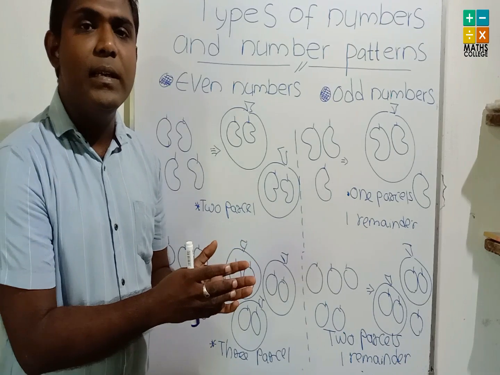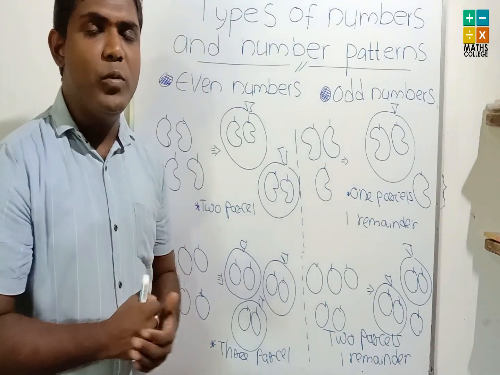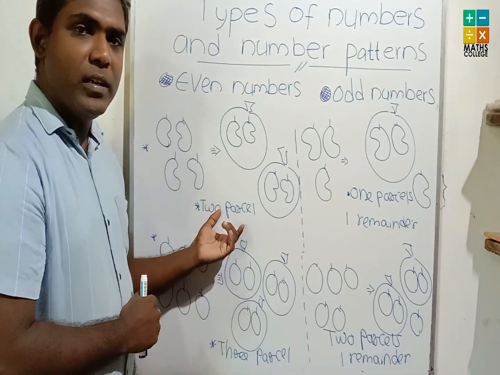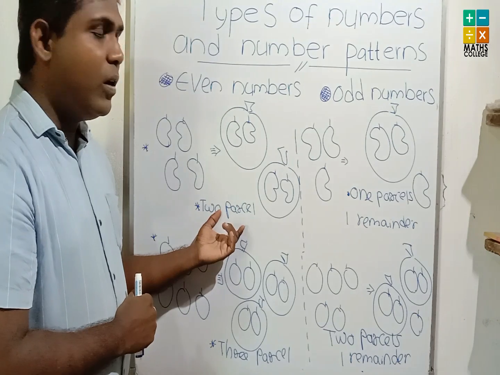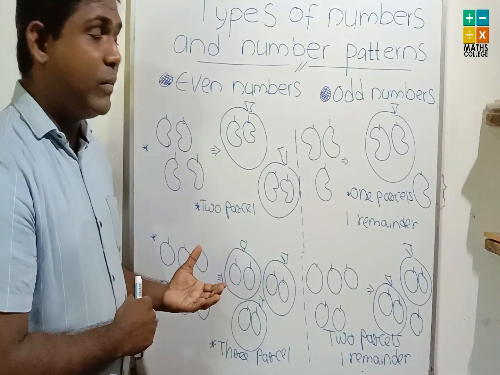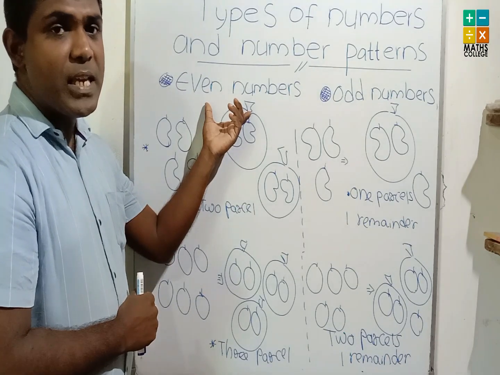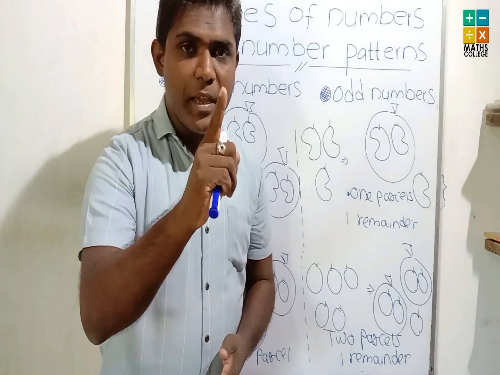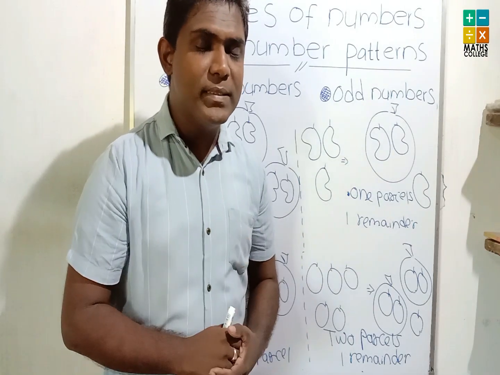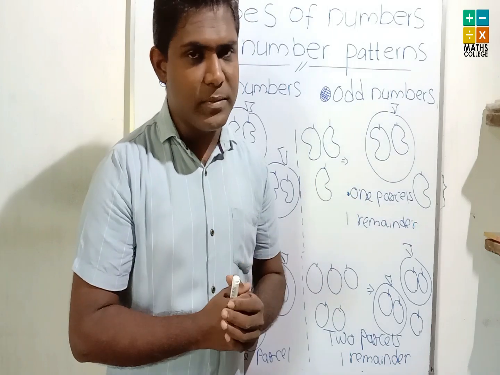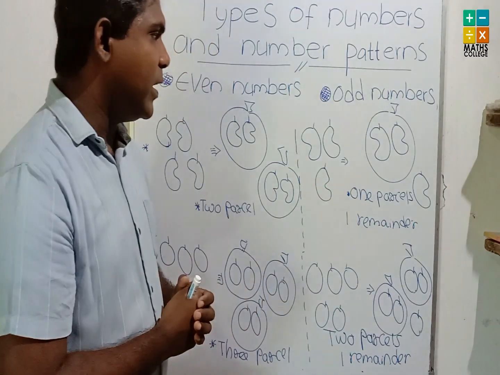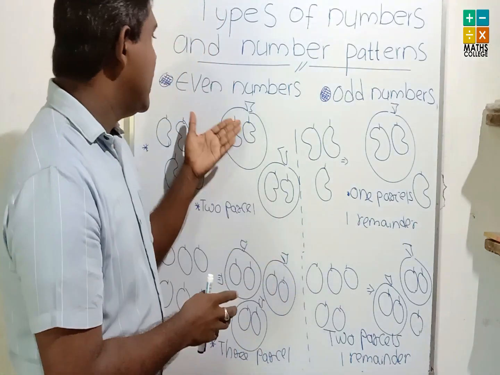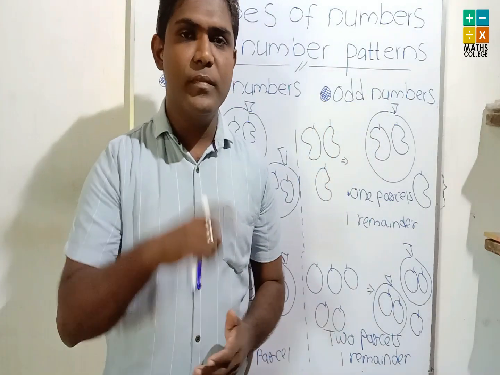That means here 2 by 2 means divided by 2. When divided by 2, my dear students, with no remainder, we call such numbers even numbers. Then when divided by 2 with 1 remainder, we call such numbers odd numbers. Okay. We can learn further about even numbers and odd numbers next.